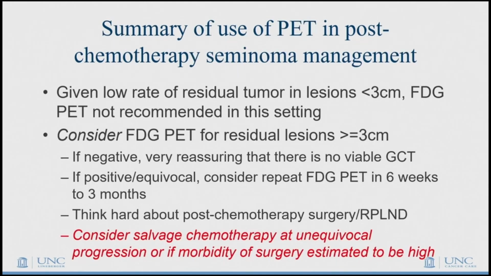So in summary, given the low rate of residual tumors in lesions less than 3 centimeters, FDG PET is not recommended, but you can consider it for tumors greater than 3 centimeters. If it's negative, you're done. Very reassuring, there's no viable germ cell tumor. If it's positive, consider repeating in 6 weeks to 3 months. Think hard about post-chemotherapy surgery and RPLND, and then consider salvage chemo at unequivocal progression or if the morbidity of surgery is estimated to be high.